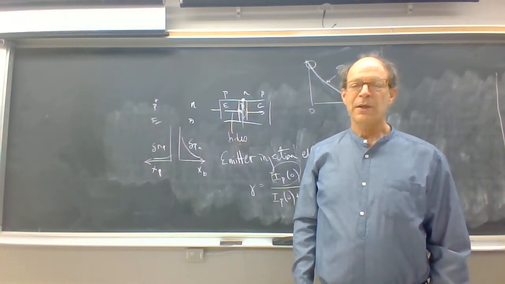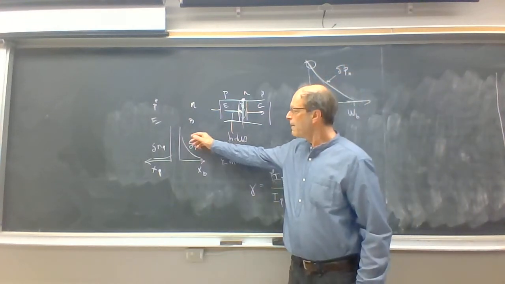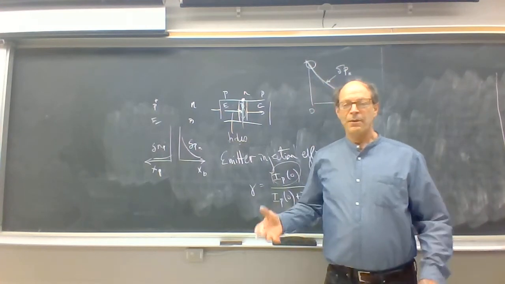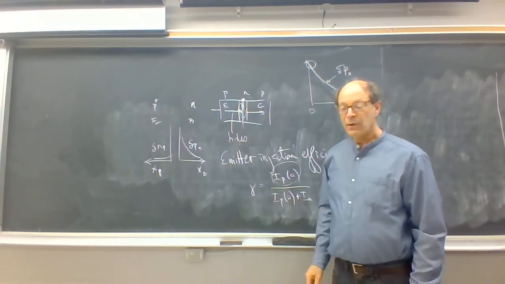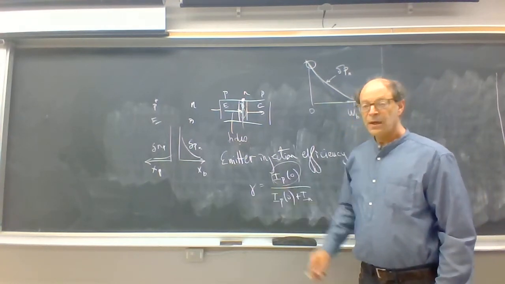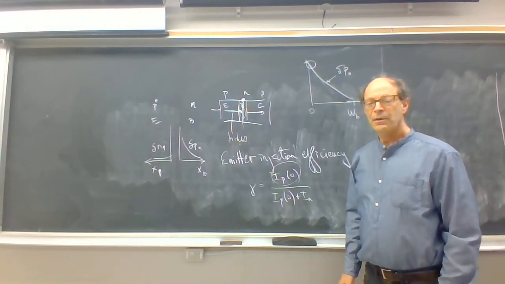And practically speaking, if you had a 100 times bigger doping in the emitter compared to the base, you could get on the order of 100 times higher hole current compared to the unwanted electron current, in which case gamma could be about 0.99, and that's a typical value of gamma.